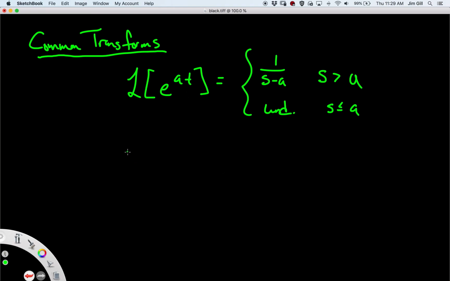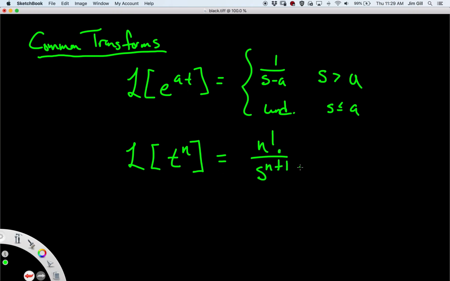Here's another one. The Laplace transform of a variable raised to an integer power, right? This is a common function we see. It is n factorial over s to the n plus 1.